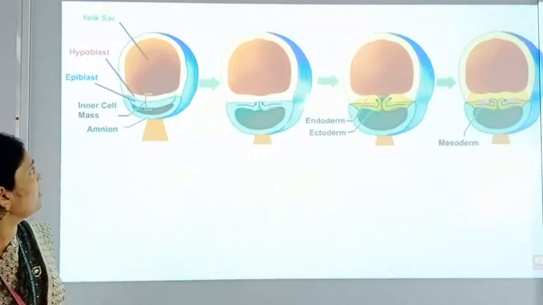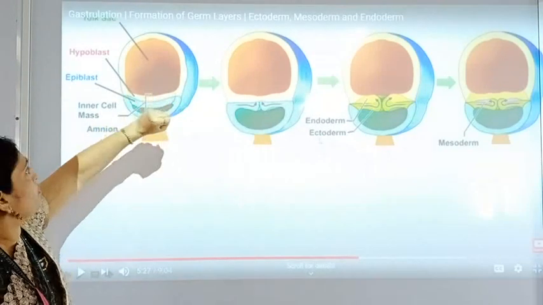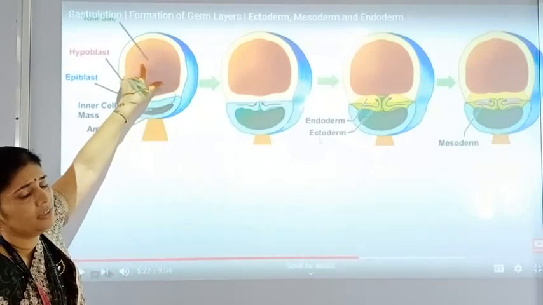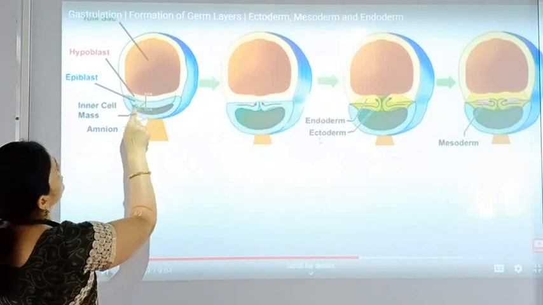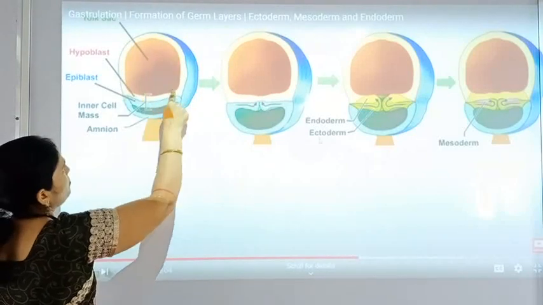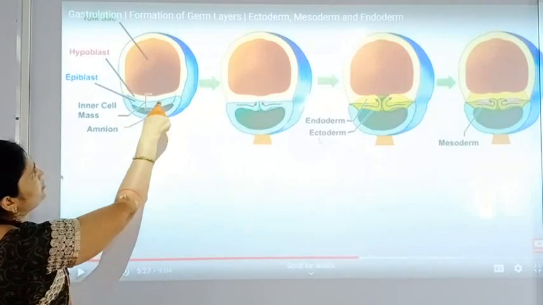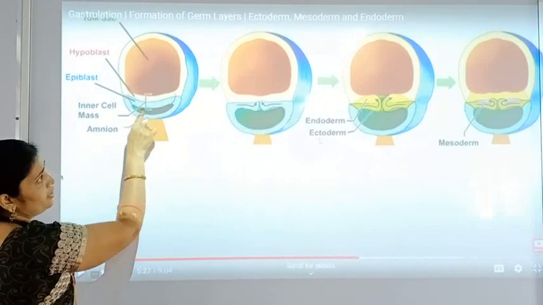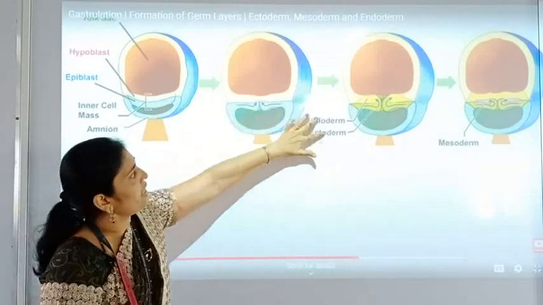So what happens, you see here, this is the formation of the gastrula. Here we can see the yolk sac which is formed due to the growth of the hypoblast. This is the epiblast and this is the hypoblast. This hypoblast is growing and there is formation of the yolk sac. All this region is the inner cell mass, and there is formation of the amnion also.